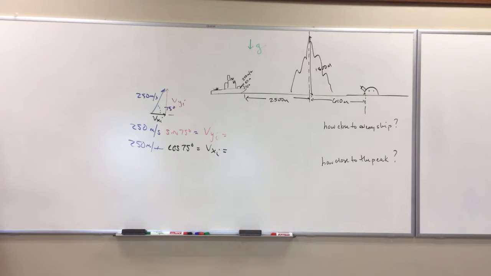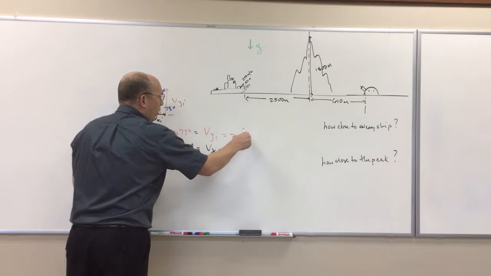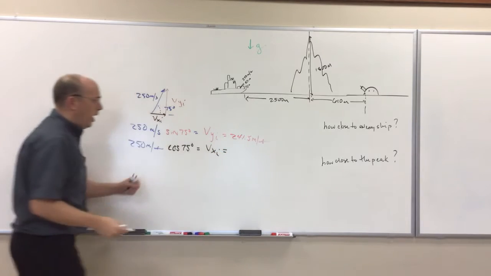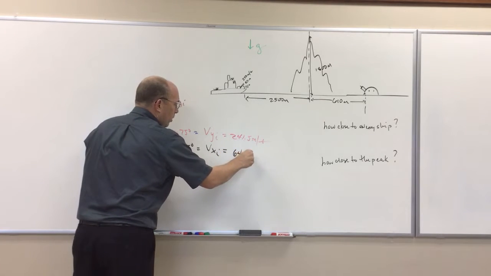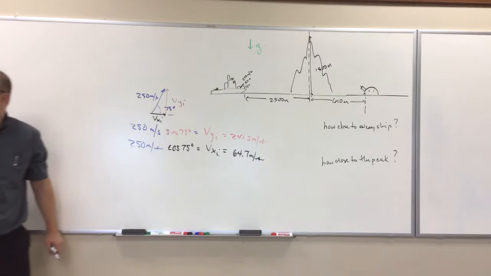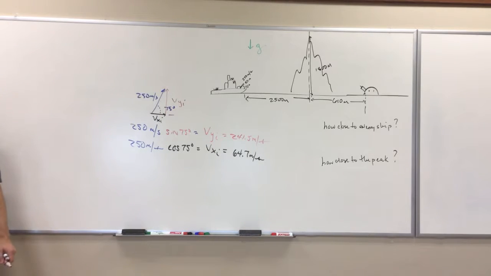Anybody get the Y yet? 241.5 meters per second. And the X? 64.7. Will that one stay the same? Yes, because we are going to ignore air resistance, right? So then the horizontal components can stay the same. And there's no acceleration sideways, right? Now, if we used a cruise missile, it'd be different, because there'd be a rocket pushing that thing.